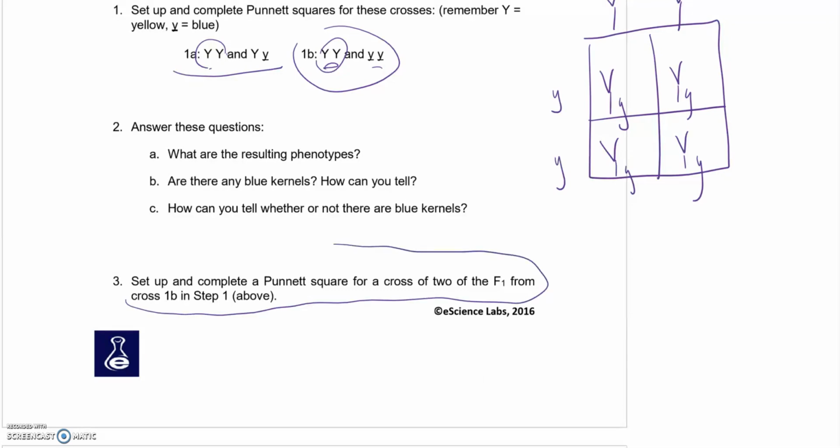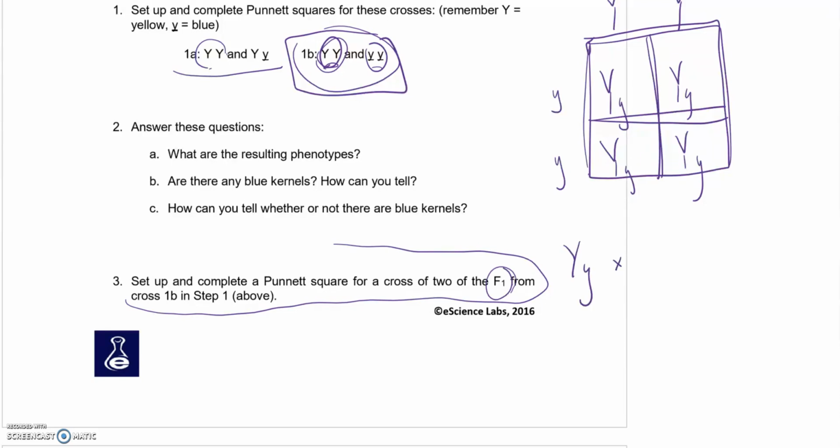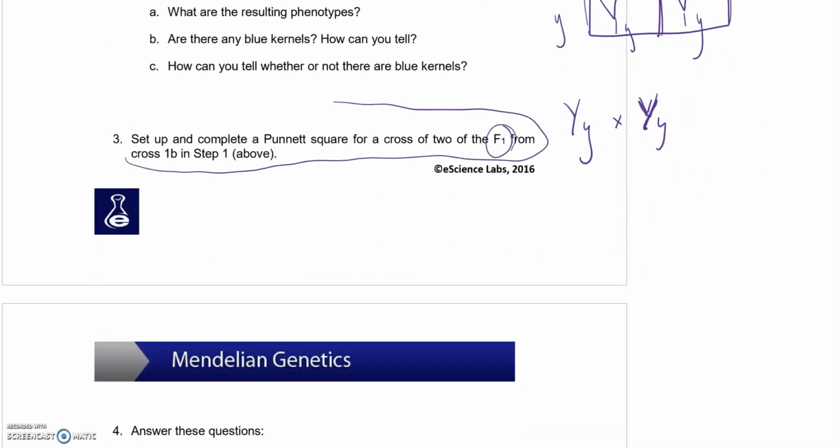Okay, so the next question says they want us to set up a Punnett square and cross two of the F1 from cross 1b. So this is cross 1b that we just performed here, right? This is P and this is P, so these are the parent generation. F1 means the first filial generation, so this is what we have just figured out is what F1 is. So they want us to cross two from the F1 generation, so that would look like this. Big Y, little y crossed with big Y, little y. Okay, and they want us to see what the resulting Punnett square looks like from that cross.